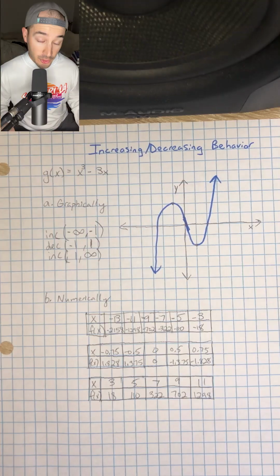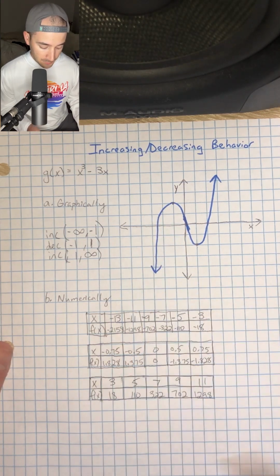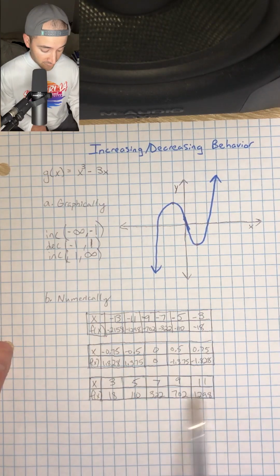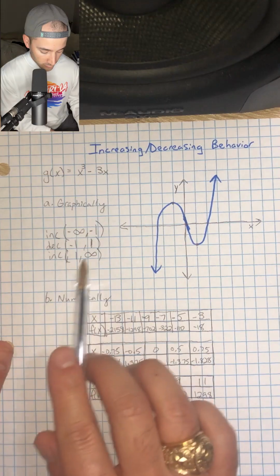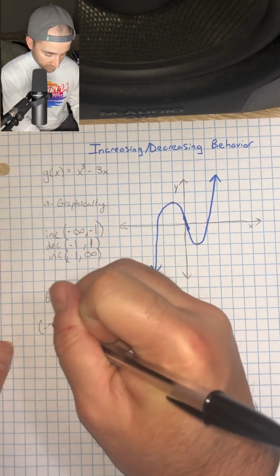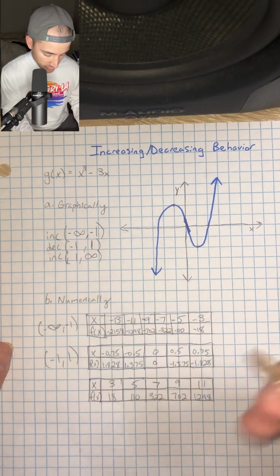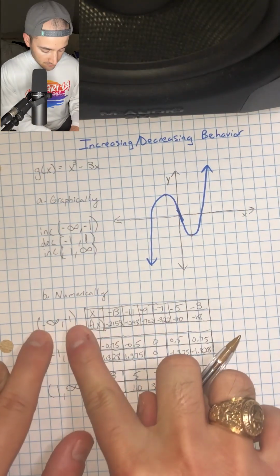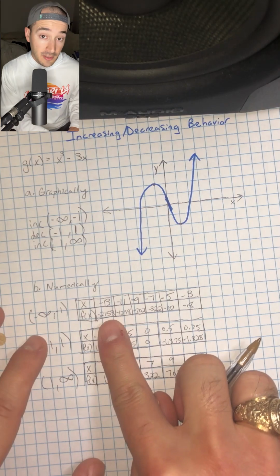Now, numerically, basically the way we do this is just make a table, and we pick some x values for each interval and plug them into our function to get the corresponding y values. I've already done it for you, so we don't have to go through all of that. But I'm going to go ahead and write down my intervals for each table: negative infinity to -1, -1 to 1, and then 1 to positive infinity. If we plug in x values from each interval, we can see what's happening with our y values.